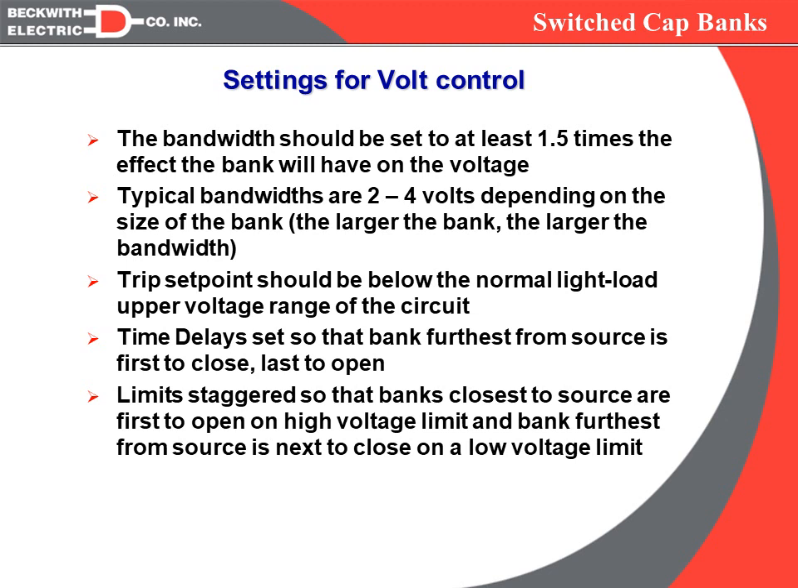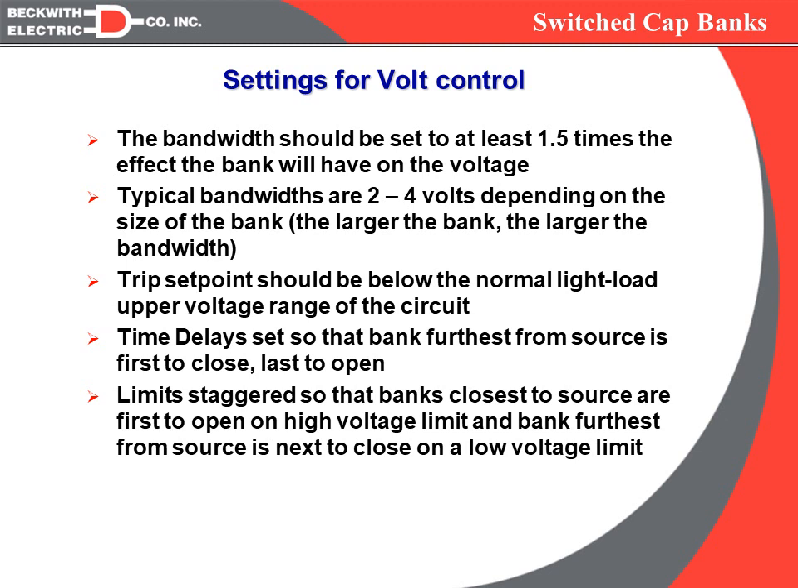So typically we would start at the end of the circuit with our close time delays and make the cap bank furthest away be 30 seconds and then add 5 to 10 seconds per bank coming back towards the source. So if I had 3 switched banks, the one furthest away close time delay would be set at 30 seconds, the middle one would be set at 35 seconds, and the one closest to the source would be set at 40 seconds. The opens would be done exactly the opposite. So for the opens, the one at the end of the line would be 40 seconds, the one in the middle would be 35, and the one closest to the source would be 30.